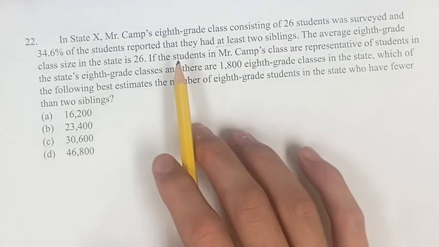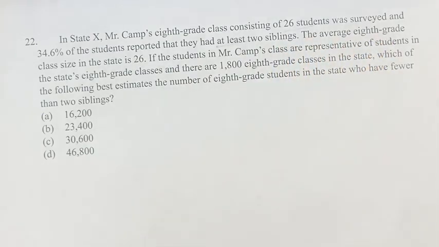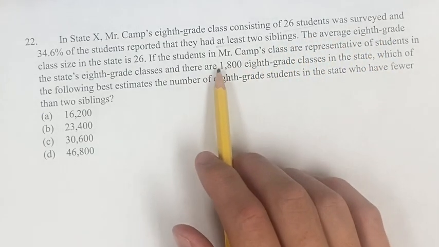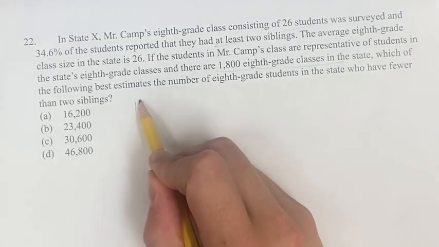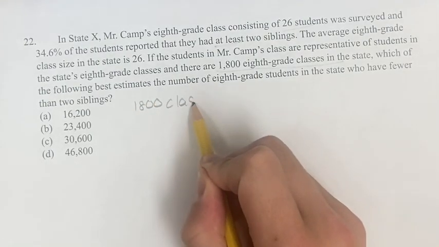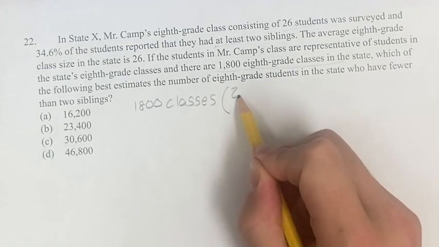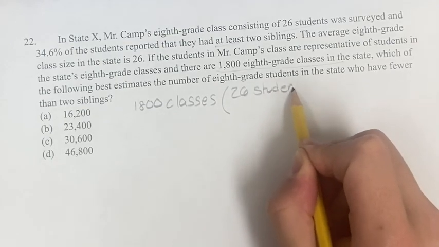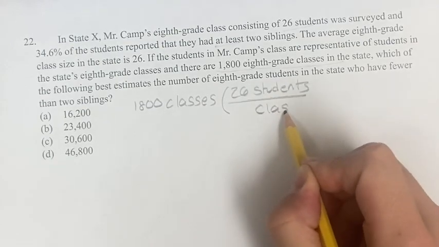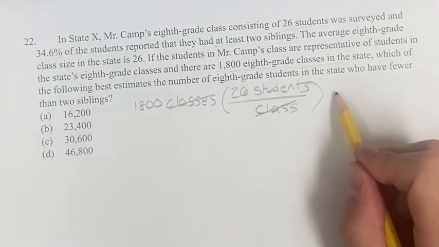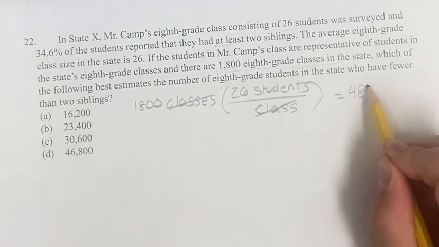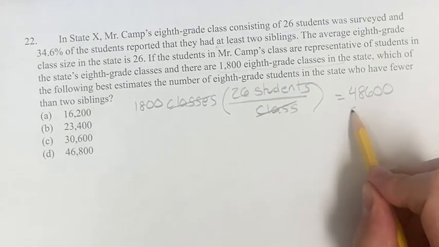And we are told that the students in his class are representative of the students in the entire state. There's also 1,800 8th grade classes in the state. So if there's 1,800 classes and 26 students per class, if we multiply these two, you get 1,800 times 26 is 48,600 students in the state.